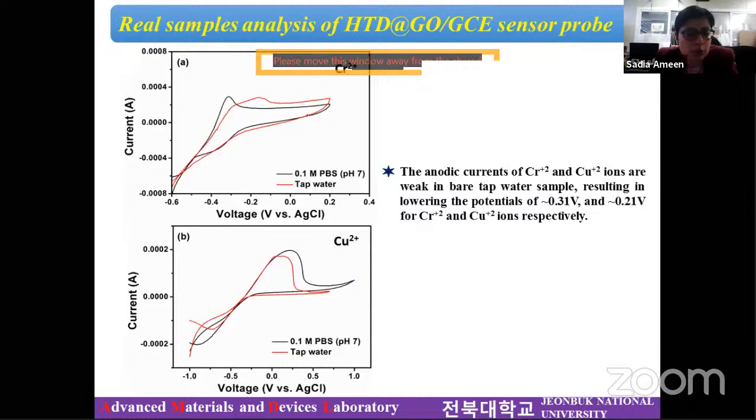Here for the real sample, we have taken tap water, and we have found that when we took the PBS solution for the tap water, it shows less signal, both in the case of chromium and copper, which means that our sensor is capable enough of presenting its properties in real samples too.